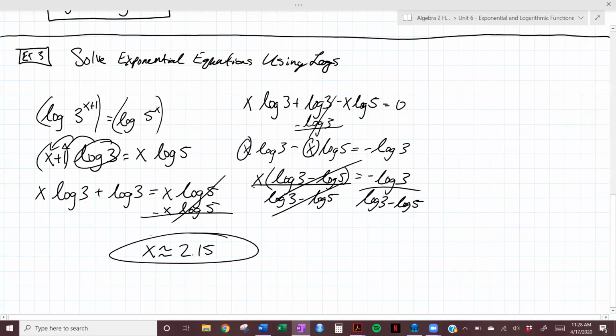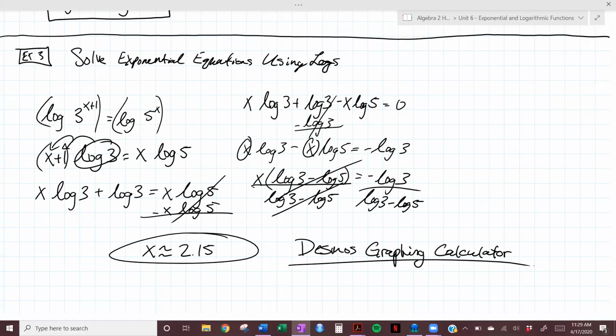You can also graph it using Desmos. If you go to Google and type in Desmos graphing calculator, it'll come up. It's also on Clever. You can use a graphing calculator to figure out what the solution is.